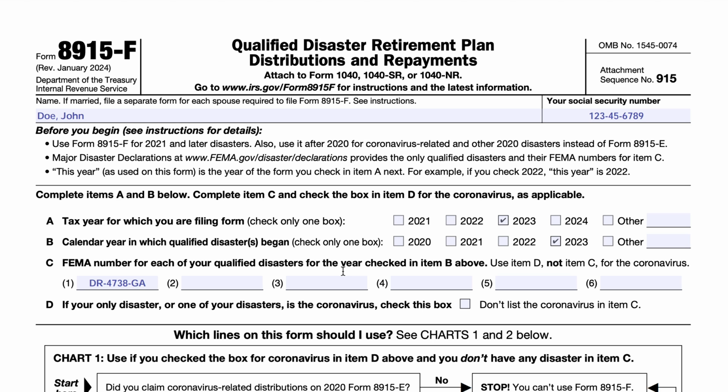We do cover this in a little bit more detail in our article. You can check out the link in the show notes or simply go to teachmepersonalfinance.com, type in IRS Form 8915-F, and you should see our article appear.